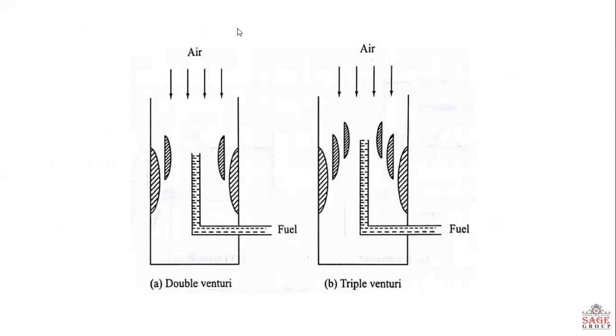In this multiple venturi carburetor, it uses a double or a triple venturi. This additional venturi is known as the boost venturi. The boost venturi is located concentrically within the main venturi. The discharge edge of the boost venturi is located at the throat of the main venturi. Only a fraction of total air flows through the boost venturi. Now, the pressure at the boost venturi exit equals the pressure at the main venturi throat. The fuel nozzle is located at the throat of the boost venturi.